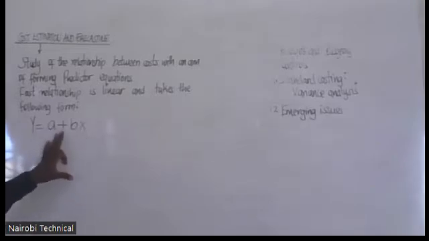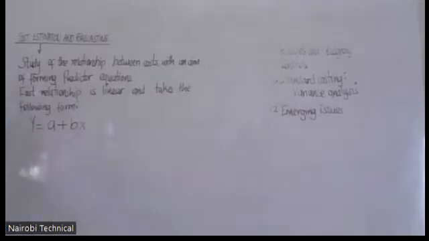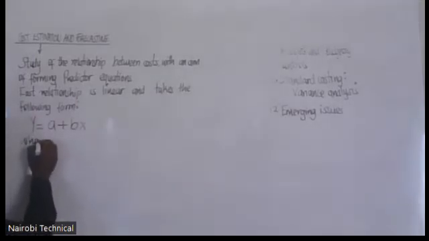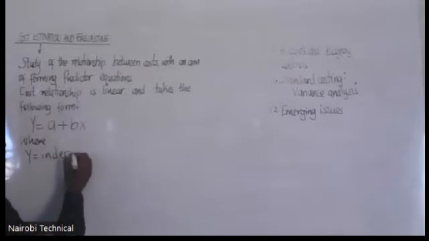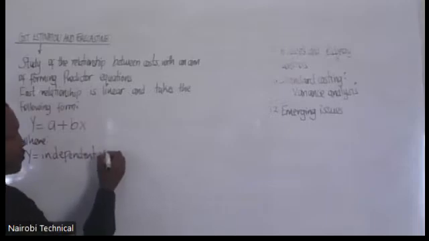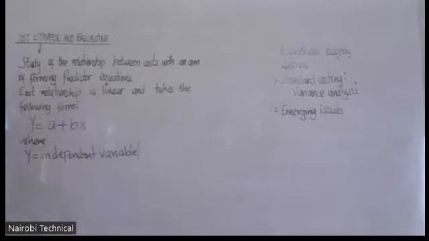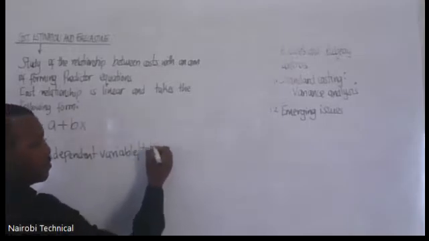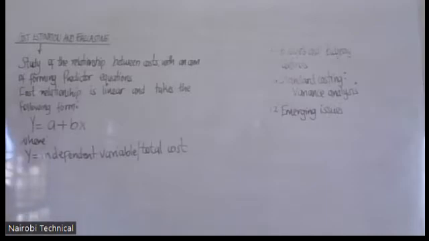So this is a form that a linear equation will normally take. Such that Y simply means it is the dependent variable, which is simply your total cost.